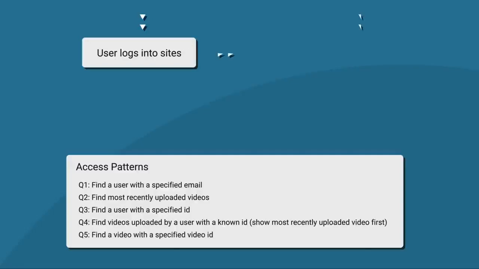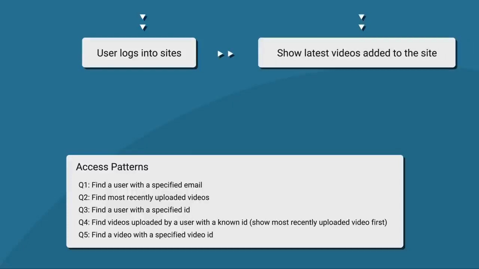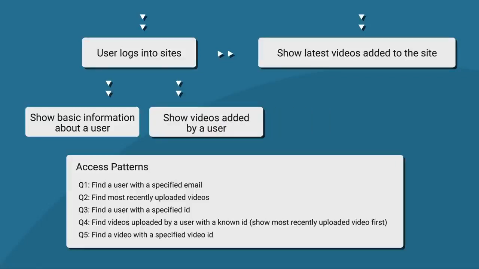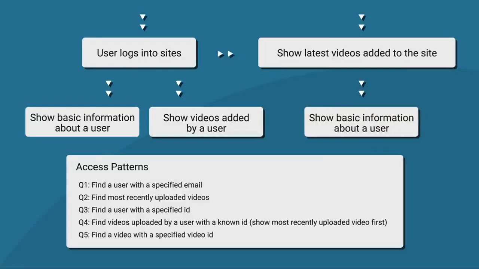Once the user is in the site, you may want to run a second query to show the latest videos uploaded to the site. You may want to run a third query to verify that the user's login, for them to access their account details, is indeed working or not. A fourth query can be used to find videos uploaded by users with a known ID. A fifth query can help you find a video with a specified video ID. These are just examples of popular queries one can build into an application.